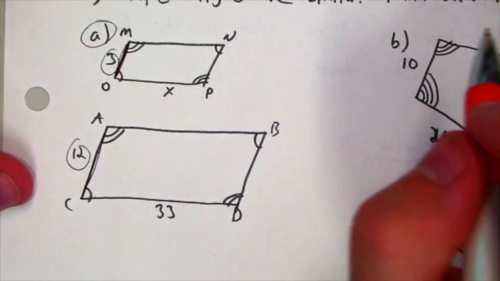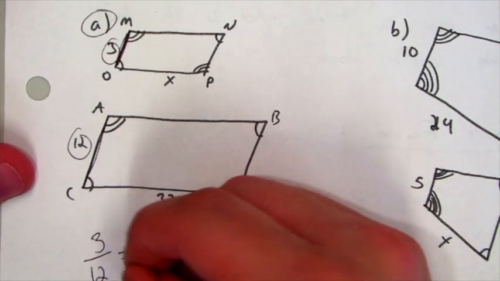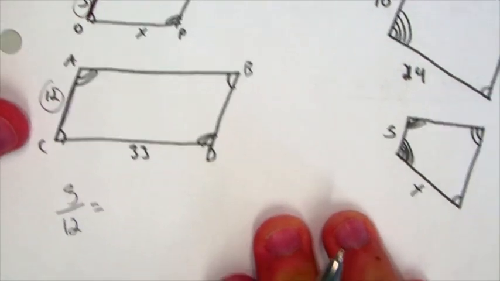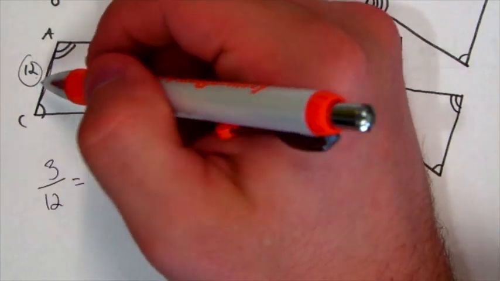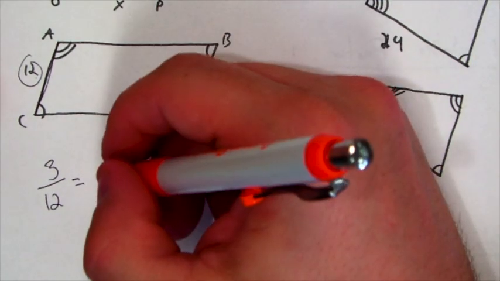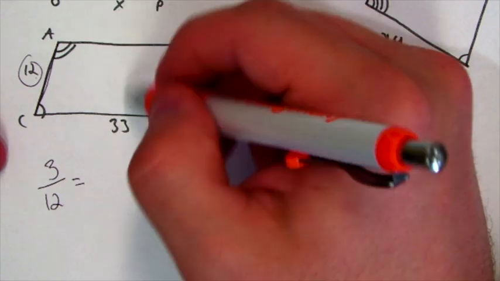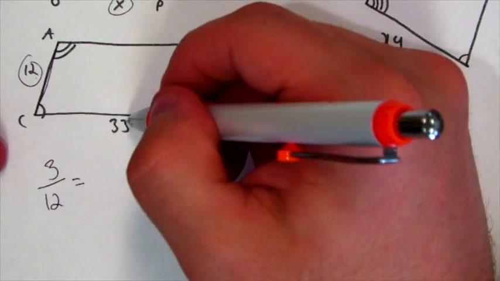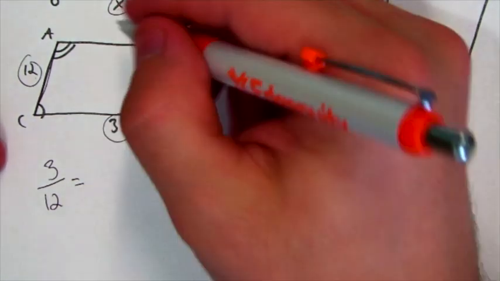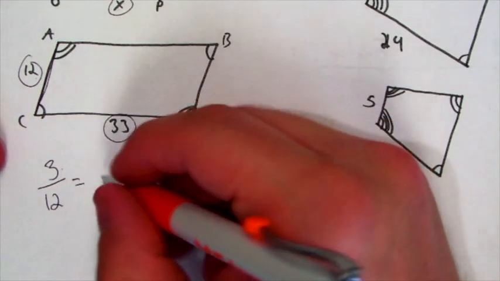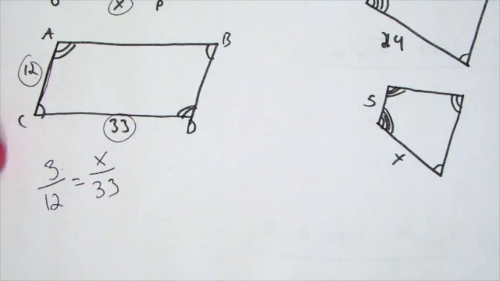Now, we said earlier that they are proportional, so I'm going to write a proportion. The first part of this proportion is going to be the ratio between these two similar sides, so 3 to 12. The next part is going to be between these two corresponding sides, because this is what I'm looking for, and this is the side that corresponds to that. So I started with small, went to big, so I'm going to start with small again and go to big.